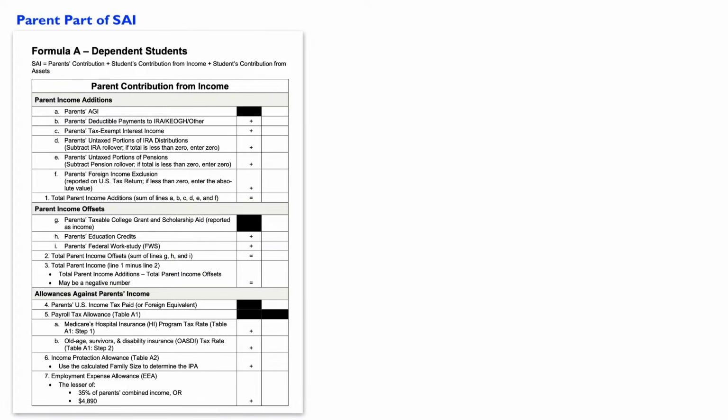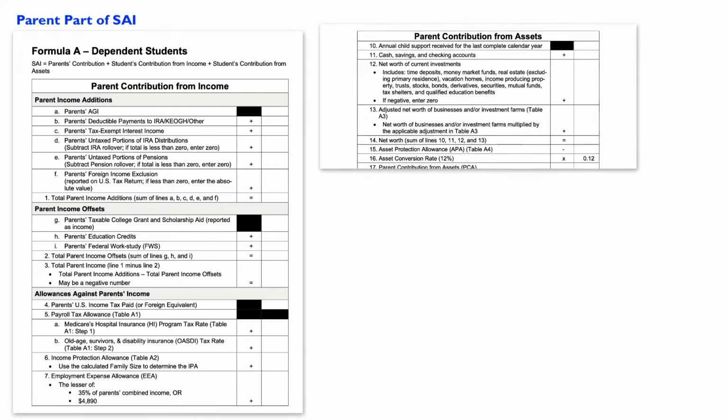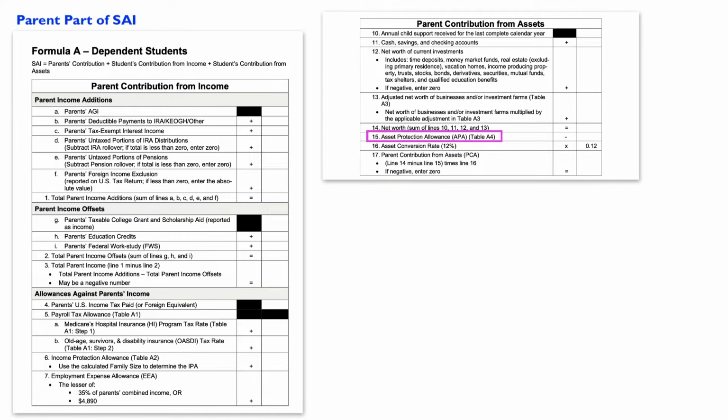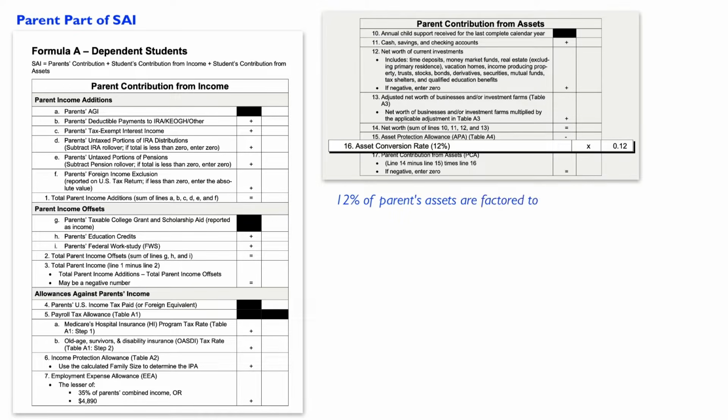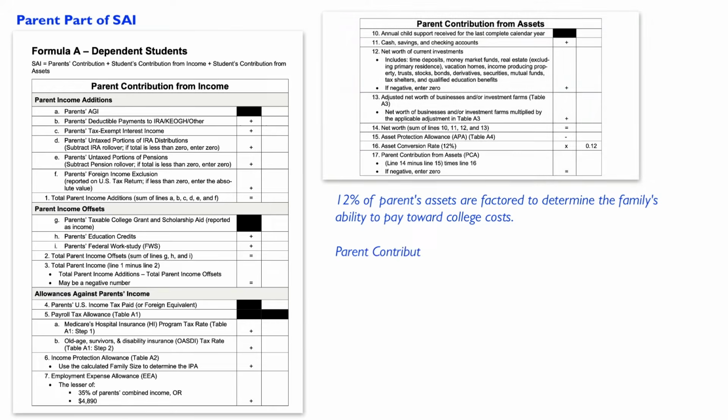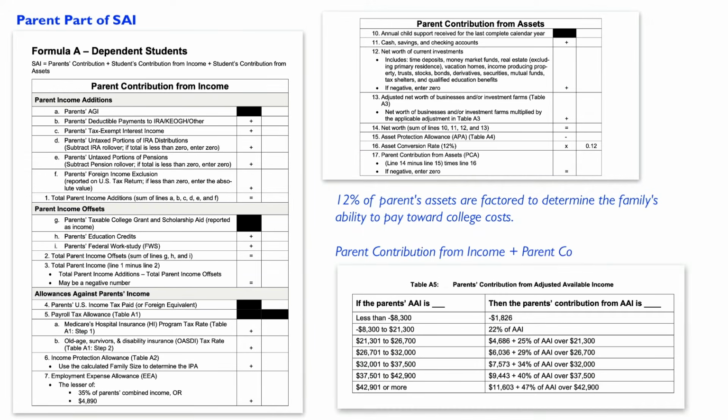The parent income is adjusted by certain offsets and family allowances. The parent assets, after deducting asset protection allowances, are multiplied by 12% to determine the contribution from assets. So basically, 12% of parents' assets count towards what the family is expected to pay for college. Then, parents' income and assets are combined and matched to a table to figure out part of the SAI.